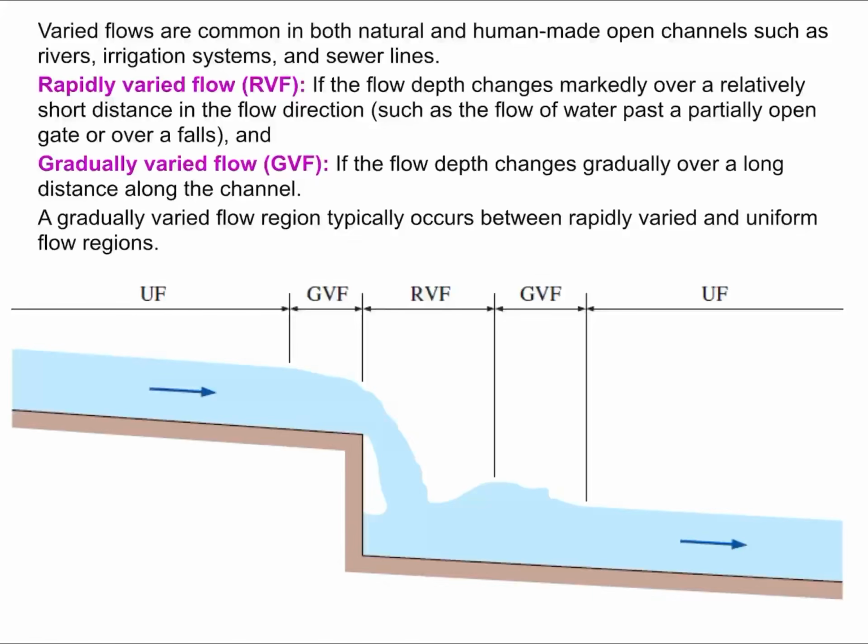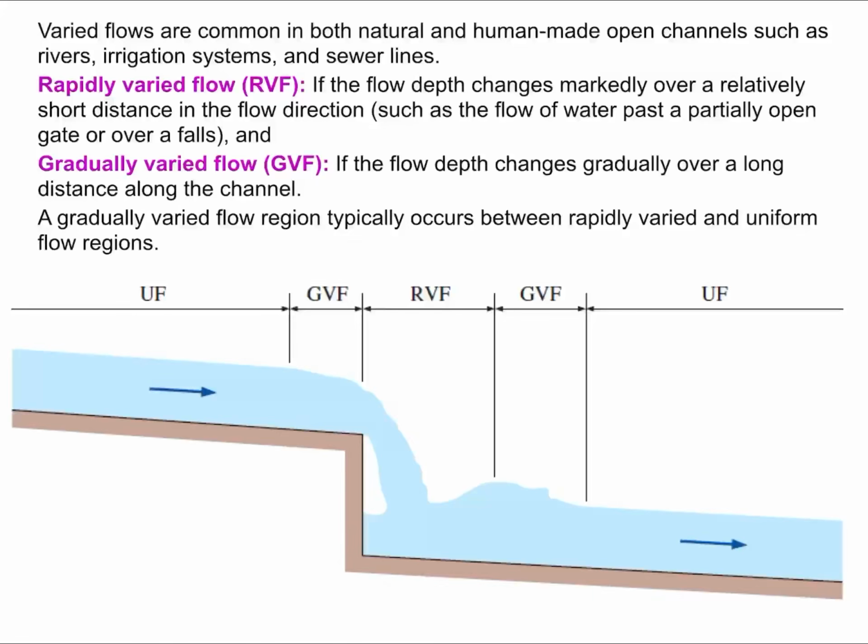We'll try to understand the non-uniform flows. Okay, so flow, as I mentioned earlier, could be uniform or non-uniform. The presence of some obstructions in the channel, let's say a gate, or the change of the slopes or the cross sections, could change the flow types, and then flow can vary from uniform to non-uniform.